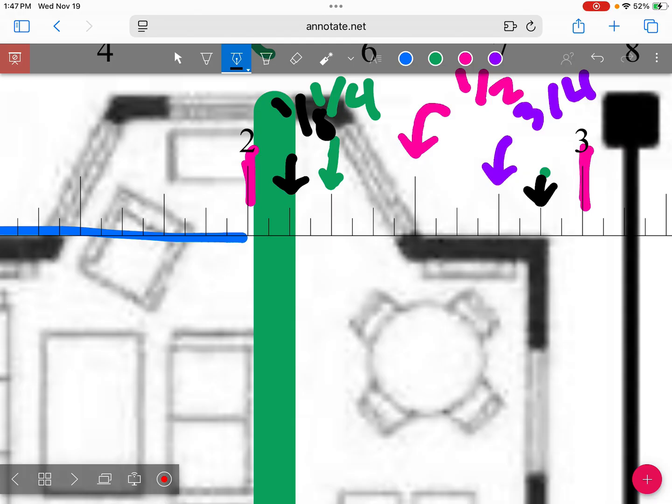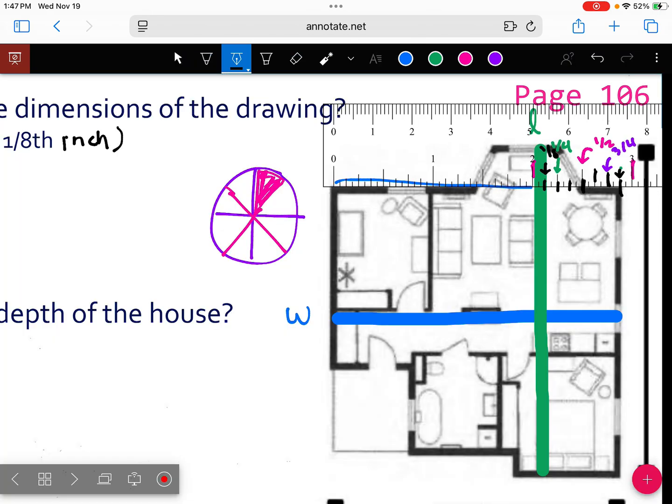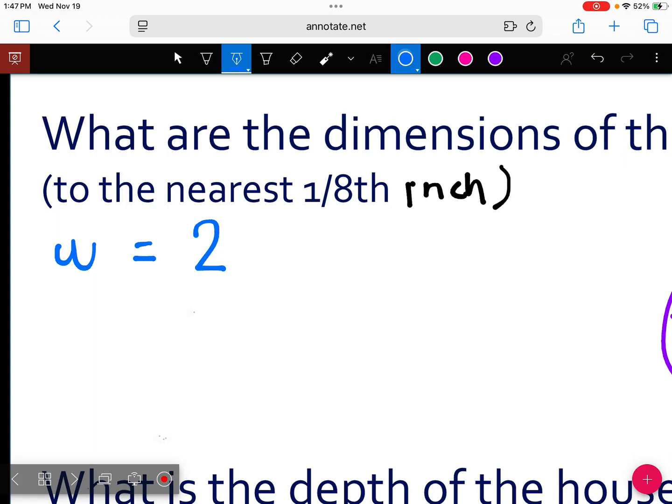So I don't have 8/8. That would get us all the way up to 3. I have 1 less. So this is going to be 2 7/8. Because this would be 1/8, 2/8, 3/8, 4/8, also known as 1/2, 5/8, 6/8, 7/8. So the closest we can get is about 2 7/8.